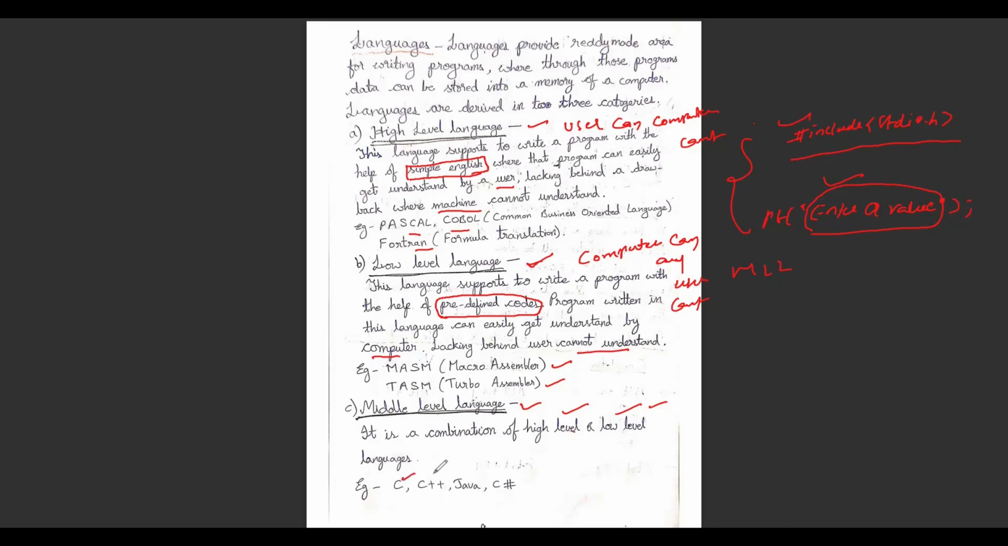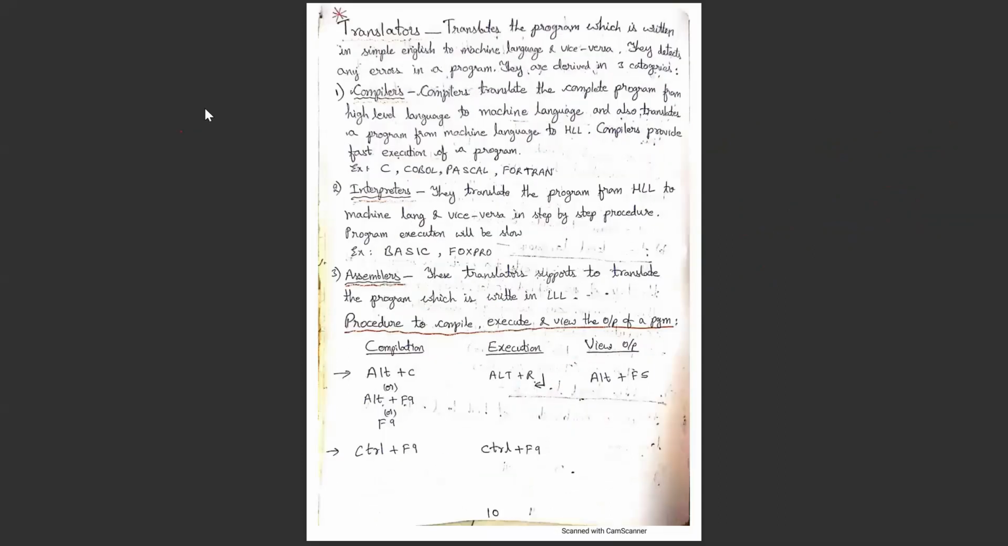So I can say examples are C, C++, Java, C Sharp. These are related to .NET again. Right. So all these languages come under your middle level language itself. So now we have the concept of translators. Okay. So what is a translator? Very, very important. What do these translators do? Translators translate programs written in simple English to machine language and machine language to simple English, that is vice versa, right? They also detect any errors in a program. They are divided into three categories generally: compilers, interpreters, assemblers.